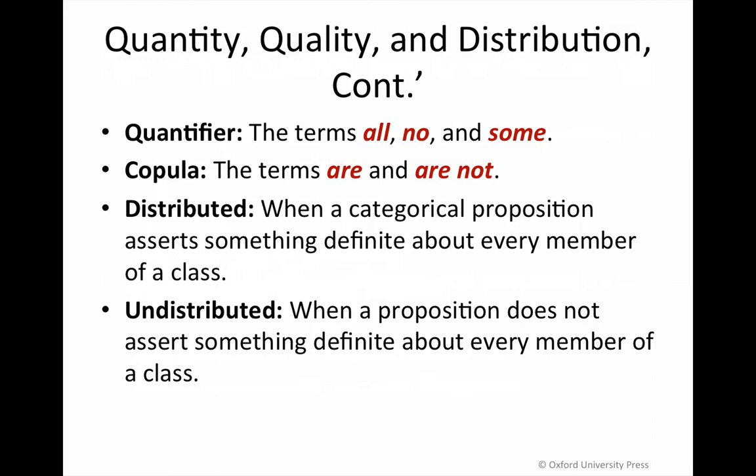Then we have the copula, the conjugation of the verb to be, and in the case of the O claim, some S are not P, the negation. Lastly, we say that a class in a categorical proposition is distributed when we know about the entirety of that class, when we have exhausted every member of that class into or precluded every member of that class from participating in another class.